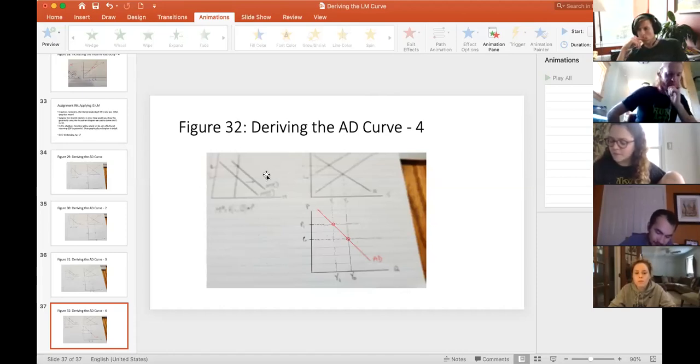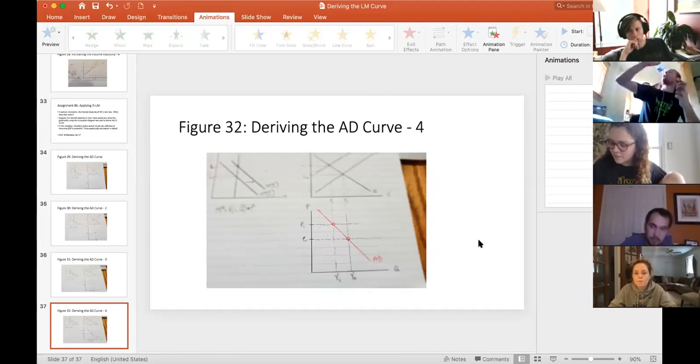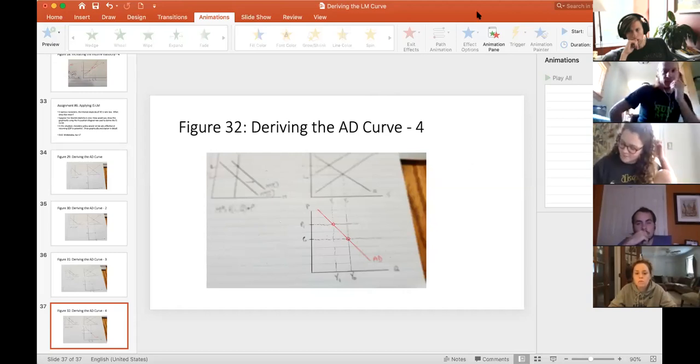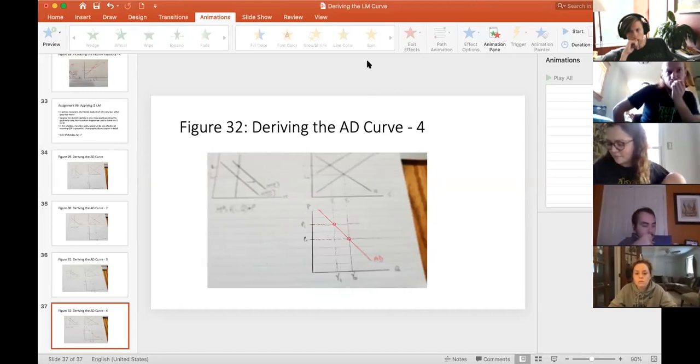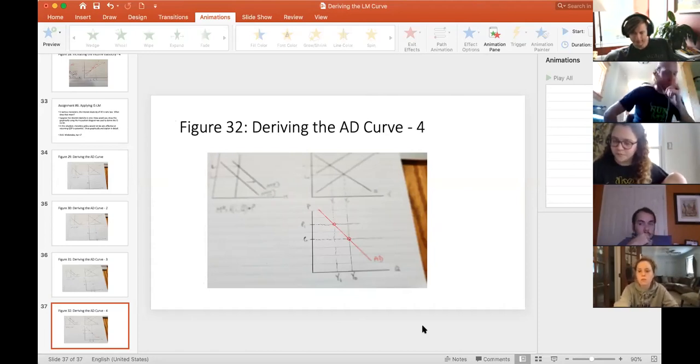Okay, now, the key question here is, how do we interpret the aggregate demand curve? Okay, it's really important that you understand this. So let me drive it home. So let's ask the question, what kind of an equation is the aggregate demand curve? Is it an identity?